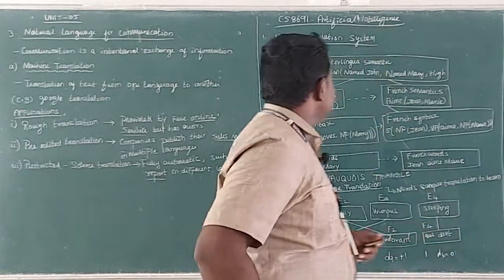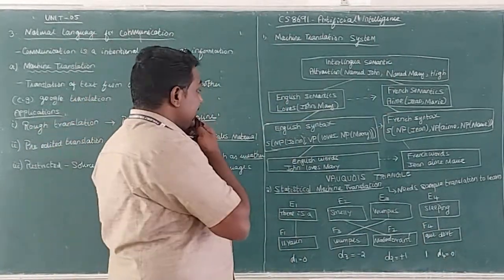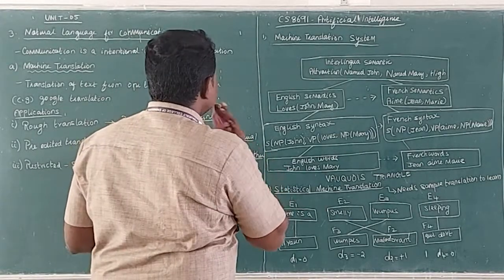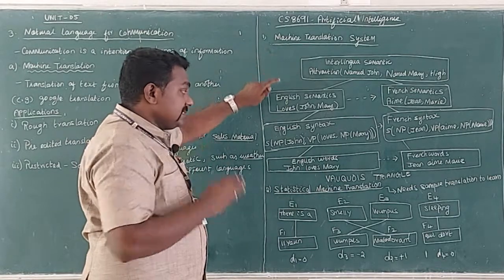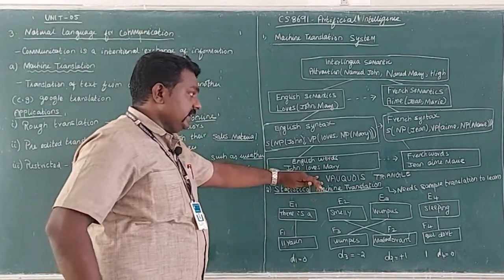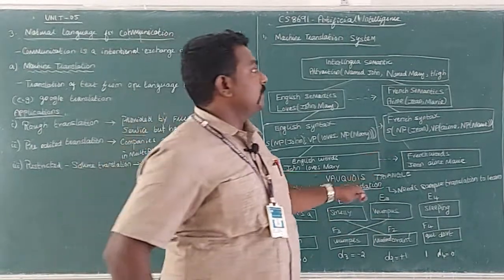Next, I am going to teach you about machine translation systems. In particular, I am going to teach you about two machine translation systems. One is the Vauquois triangle. Another one is the statistical machine translation system.